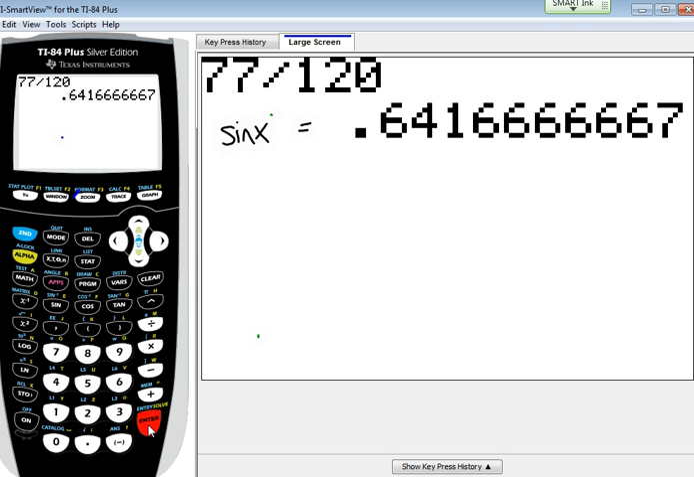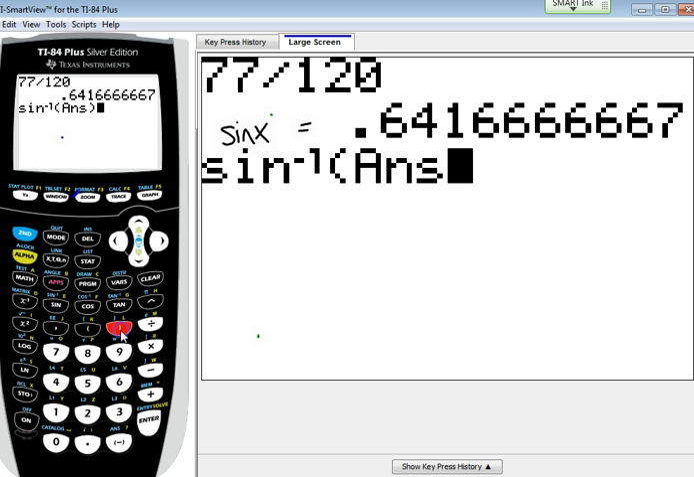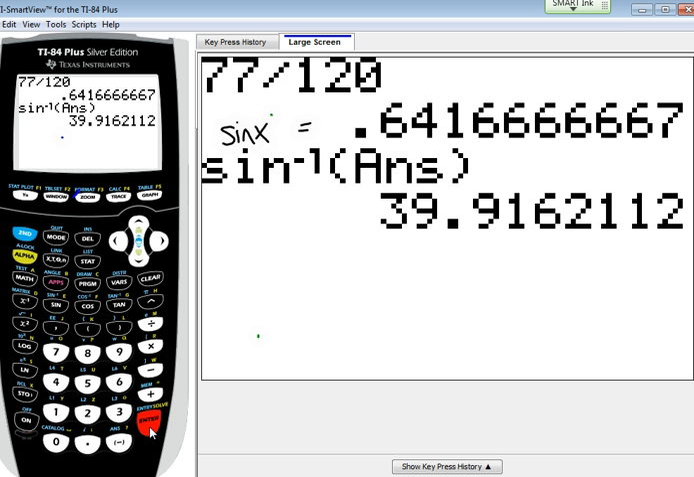Wait, you want to do 77? You've got to divide by 120. 77 divided by 120. You want to get sine. There you go. So the second function key from here. So second sine, and then put that answer in. Brittany, that was great. Second, yep, and then put that in.